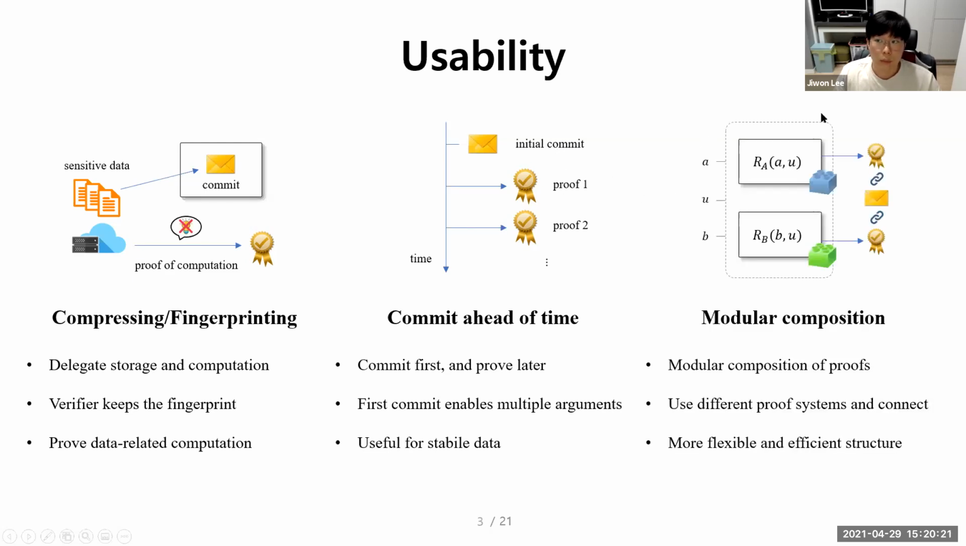And the other one would be the modular composition of proofs. For example, say there's a circuit that includes an algebraic relation and a Boolean relation. You can use a different proof system efficient for each of them, and then connect the proof systems by guaranteeing that they use the same shared input U, by using the commitment of U. So this could be very flexible. It could provide a more flexible and efficient structure for various general proof systems.